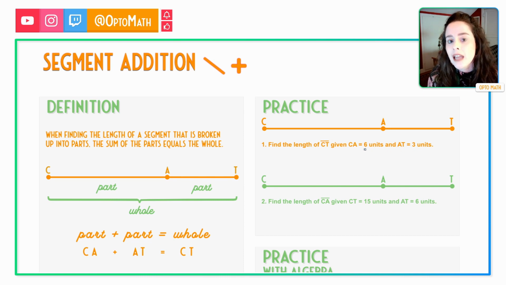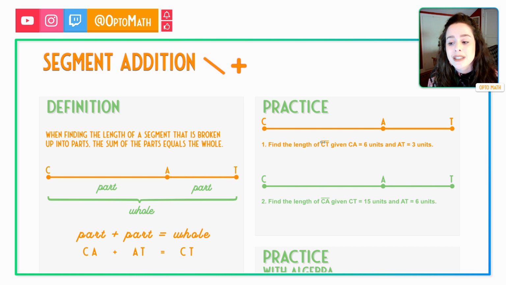Now before we label our picture, remember you always label your picture with your given information. I want to discuss why there is a line on top of CT, but there are not lines on top of CA and AT. The line on top of two letters where there are no arrows is telling you that that is a segment. Now, CA and AT are also segments, but I don't have to put a line because I'm talking about their value.